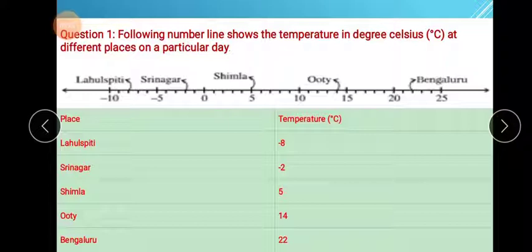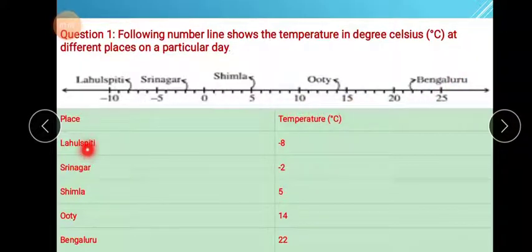The first question is, the following number line shows the temperature in degrees Celsius at different places on a particular day. So if you see in the book, a picture is given that is of a number line in which 5 cities' names are given, and along with those 5 cities, it is the temperature along this number line. So we have to determine the temperature of these 5 cities with the help of this number line.